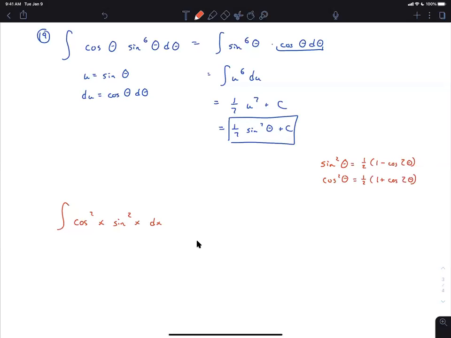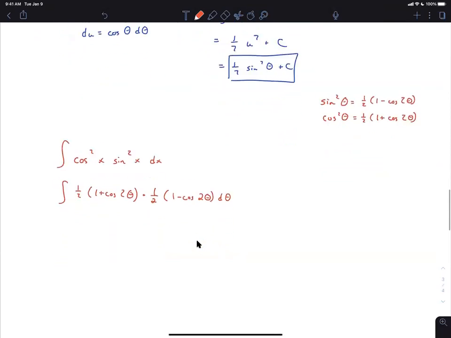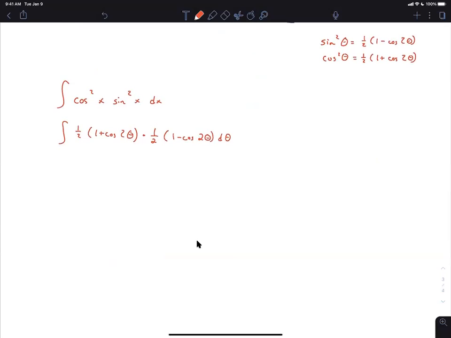So here, when we have cosine squared times sine squared, we've got 1/2 times (1 plus cosine 2 theta) for the cosine squared. Let's make that a little bit neater. And then times sine squared, which is 1/2 times (1 minus cosine 2 theta), d theta. And now we're going to simplify that. So I'm going to pull the two 1/2s out. 1/2 times 1/2 is 1/4. And then we've got (1 plus cosine 2 theta)(1 minus cosine 2 theta). And so we're going to expand that.